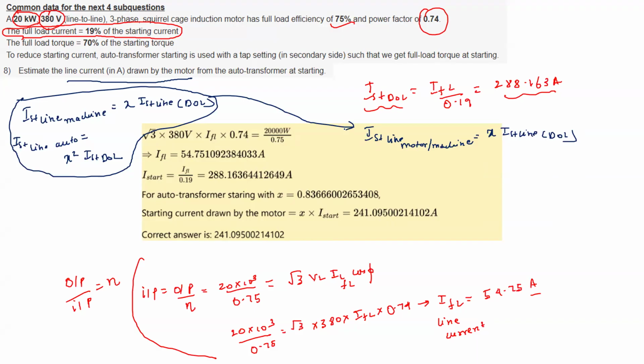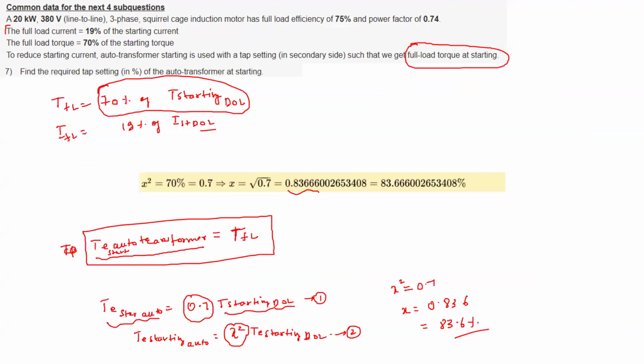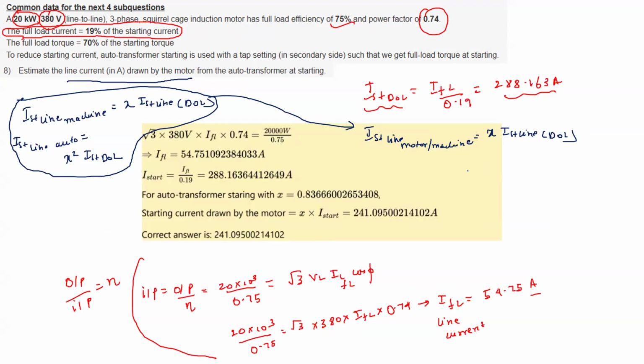Okay, so now we know x also. We have calculated x in the previous question as 0.836. So this x we will just use here. So we have 0.836 and you have I starting DOL, which is 288.163. If you do that, you will get 241.095 amps. So this is the line current drawn on the motor side. So this question is clear.